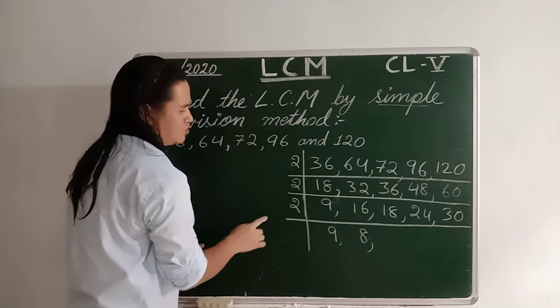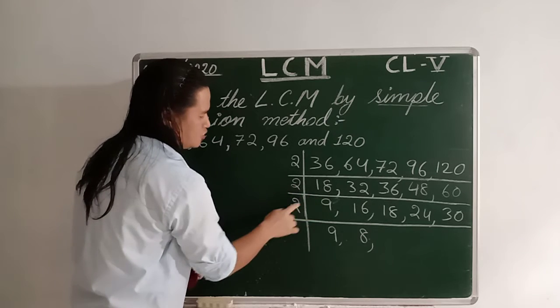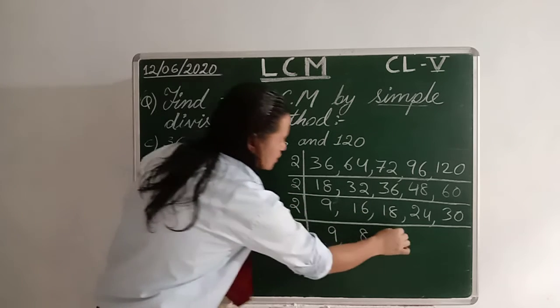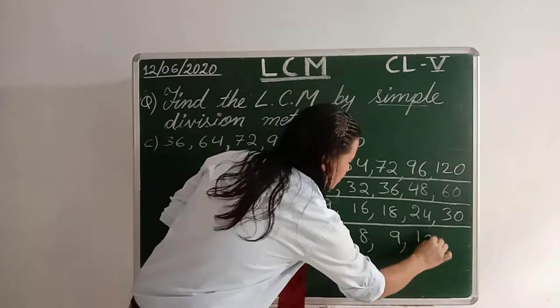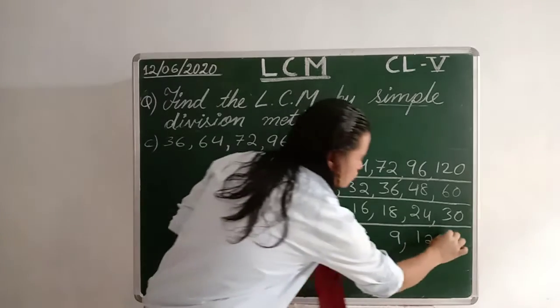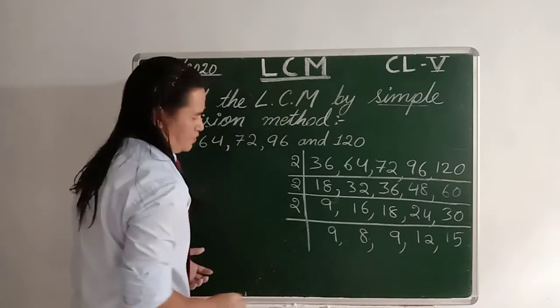Now 18, how many times does it go? 2 9s are 18. So again here 18, 2 9s are 18. Now 24, 2 12s are 24. And 30, 2 15s are 30.